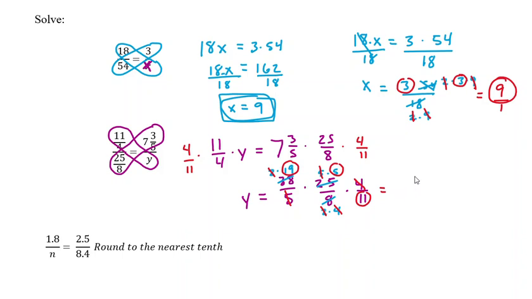So I'm just going to write 19 times 5. Let's see, that's 95, I think, and 11. And so that's what y equals, 95 elevenths, and that will be my answer.